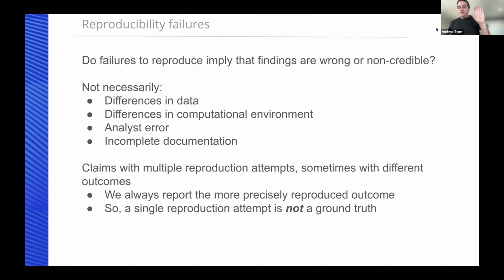Right? And the takeaway here would be that this does not necessarily mean that the finding is bunk or not credible or not valid, right? And to illustrate this, we do have a number of claims that were reproduced more than one time, and sometimes these have different outcomes, right? We always report the most precisely reproduced version of this, so we always go with the version that's closest to the actual reporting. But this is further evidence that no single attempt can tell you how valid or invalid the claim is, right? Differences in the analysis approach can yield different results.